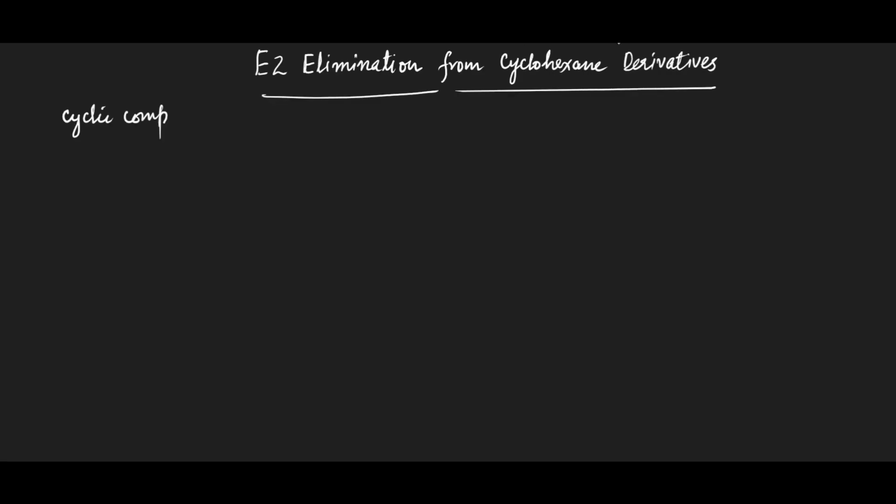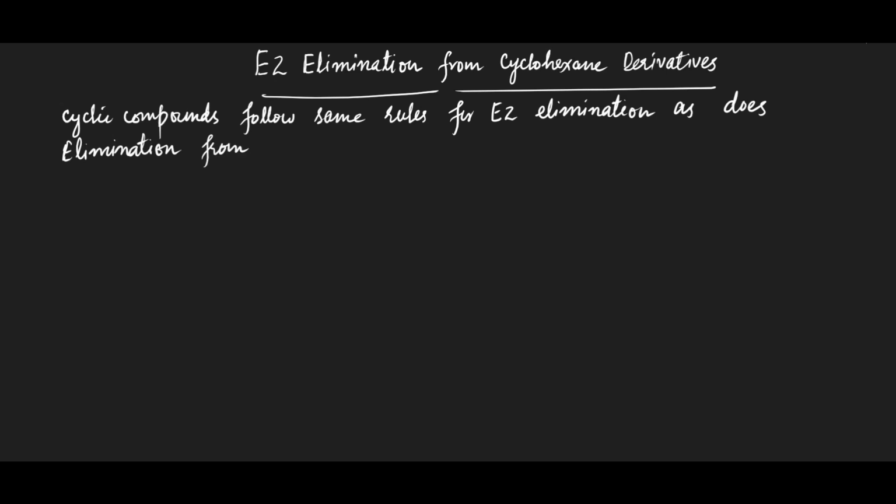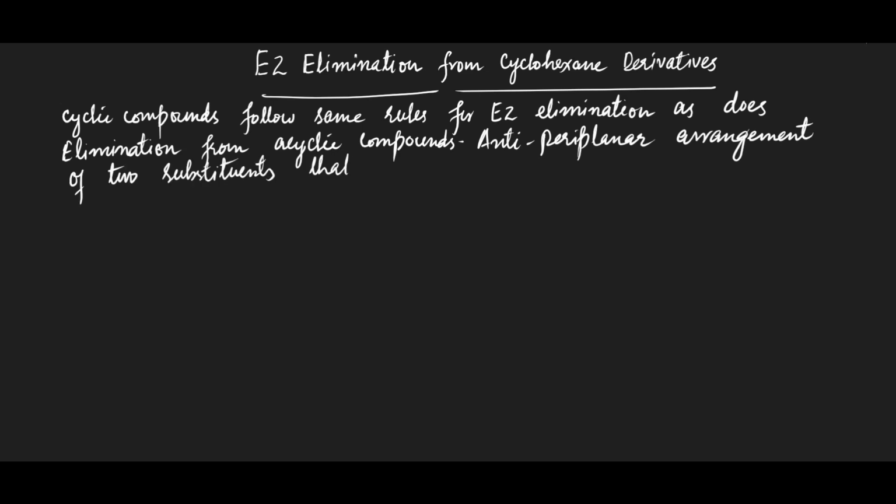We will now discuss E2 elimination from cyclohexane derivatives. Cyclic compounds follow the same rules for E2 elimination as acyclic compounds. That rule is anti-periplanar arrangement of the two substituents that are being eliminated. This requirement has special significance when dealing with substituted cyclohexanes.